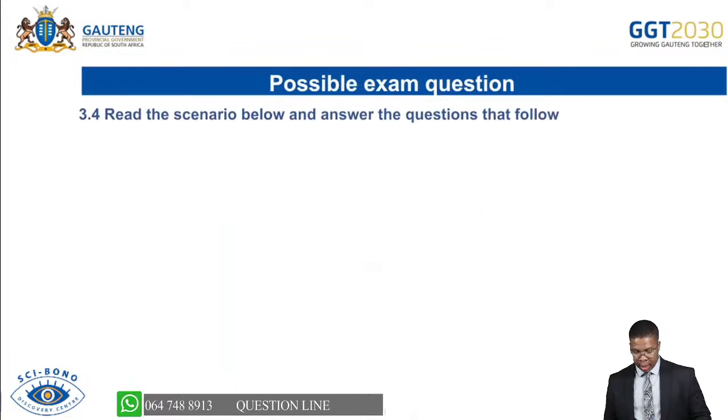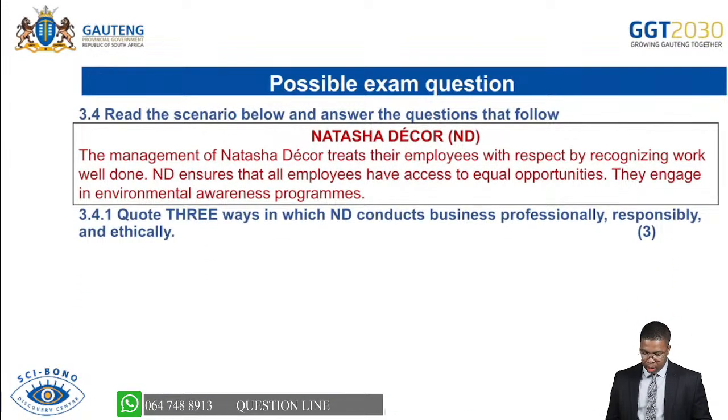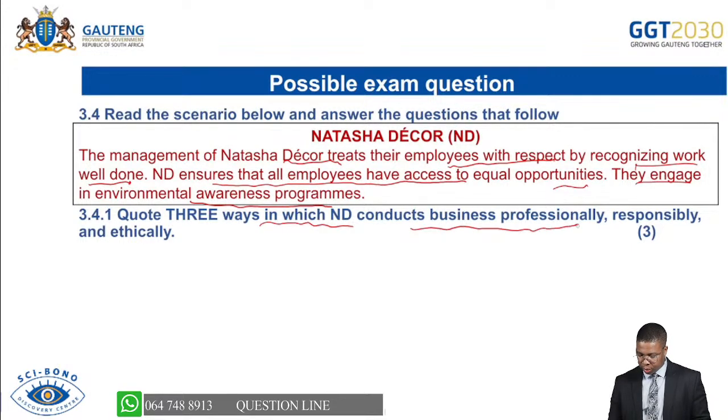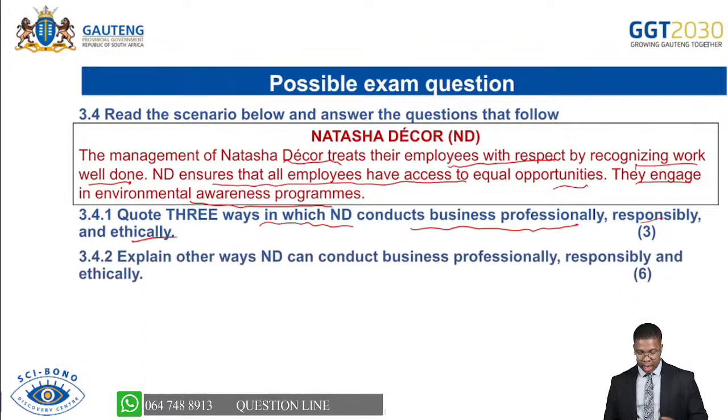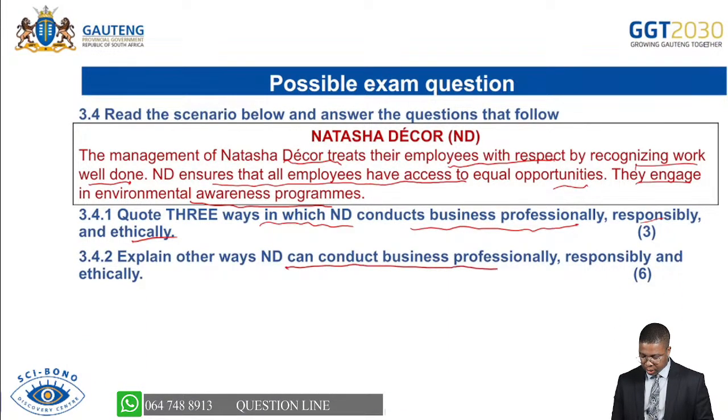Then we look into another scenario whereby we are quoting from the scenario. A lot of content in paper 2 focuses on identifying, but we also have scenarios that will require you to quote from the scenario. We have Natasha Dekos. The manager of Natasha Dekos treats employees with respect by recognizing work well done. And Natasha Dekos ensures that all employees have access to equal opportunities and they engage in environmental awareness programs. Now, 3.4.1: quote 3 ways in which Natasha Dekos conducts business professionally, responsibly, and ethically, for 3 marks. And then explain other ways in which ND can conduct business professionally, responsibly, and ethically, for 6 marks.